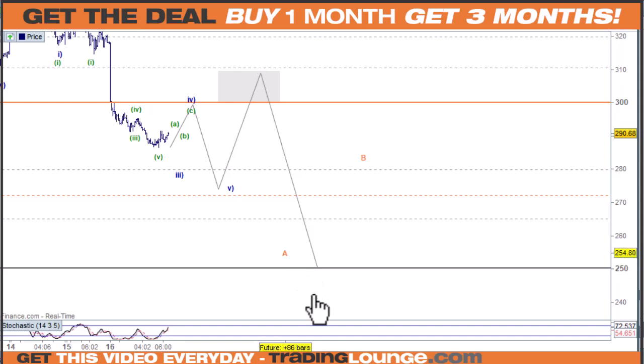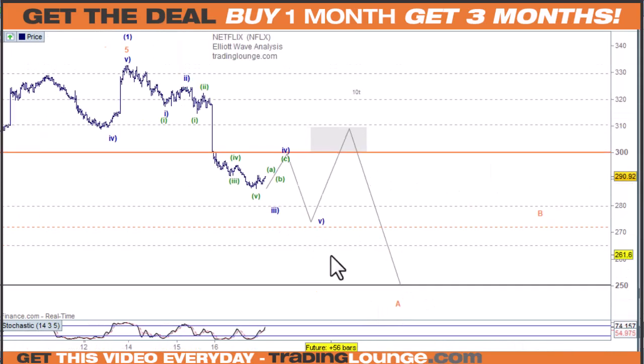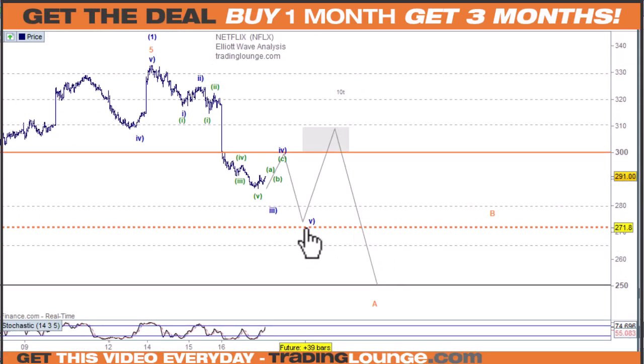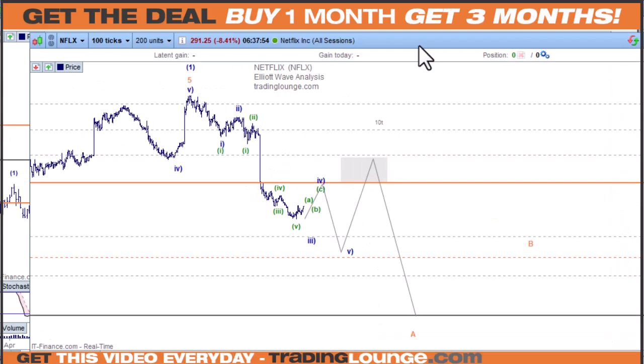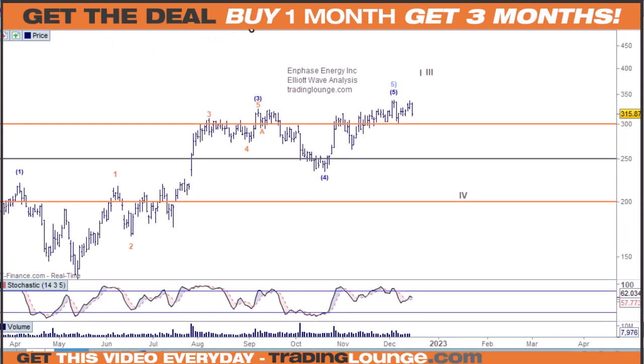We're still not at the A wave yet. So we need 5 waves to that A wave. I don't want to put the A wave here. It's too short at this point from what I can see that's going on with the rest of the markets. And you'll see that when we look at Microsoft and Google and so on. Okay, now Enphase here.